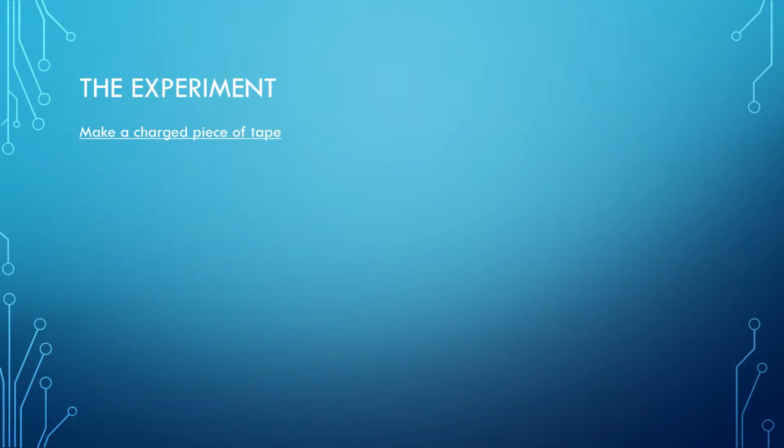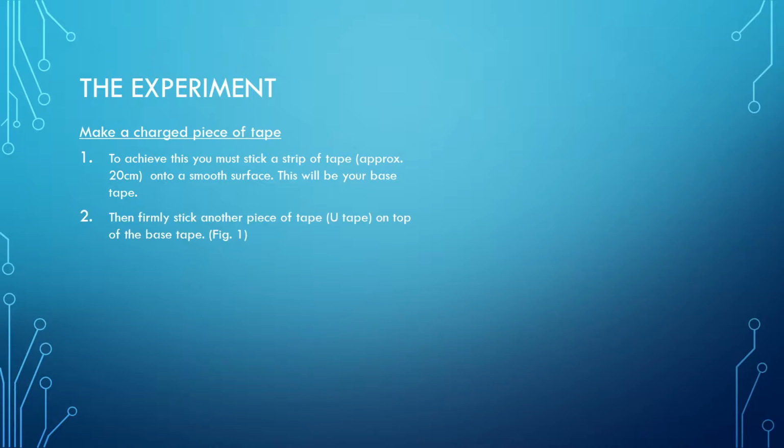This experiment required you to make a charged piece of tape. To achieve this, you must stick a strip of tape approximately 20 centimeters onto a smooth surface. This will be your base tape. Then firmly stick another piece of U-tape on top of the base tape. Quickly remove the top piece of tape from the base tape, which remains on the smooth surface.